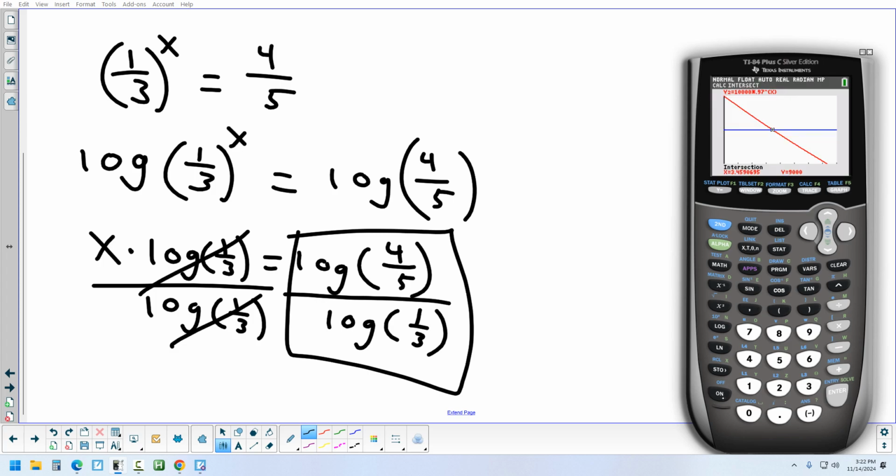It just has to be a base that I can do on the calculator easily. So let's type in log 4/5 divided by log 1/3. Now if you used ln, let me show you what would happen. ln 4/5 divided by ln 1/3. It wouldn't have mattered. It's the same thing. So we get 0.203.